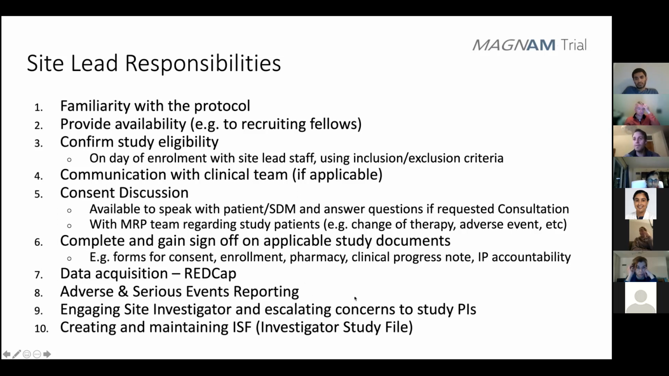And then hopefully, if you guys have any concerns with the study, I'm hoping that you are able to engage the site faculty leads as well as us, because we all need to know if there's any study concerns. And then there's going to be an ongoing investigator study file that is a sort of diary log of everything that's happening with the study, that we'll be updating together along the way.